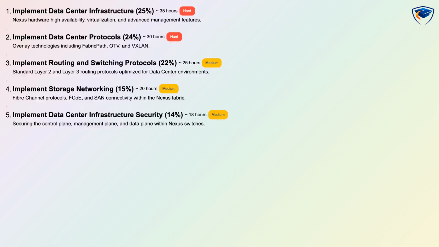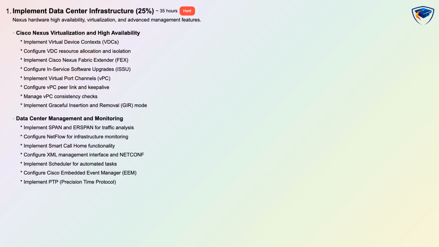scenario-based questions. Implement Data Center Infrastructure is 25% of the exam, rated hard, with an estimated 35 hours of study and hands-on plus conceptual assessment. You will learn Nexus virtualization and availability features such as virtual device contexts, resource allocation, virtual port channels with peer link and keep alive configuration, vPC consistency checks, graceful insertion and removal, and fabric extender deployment.